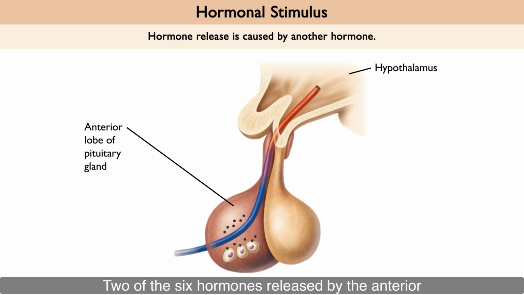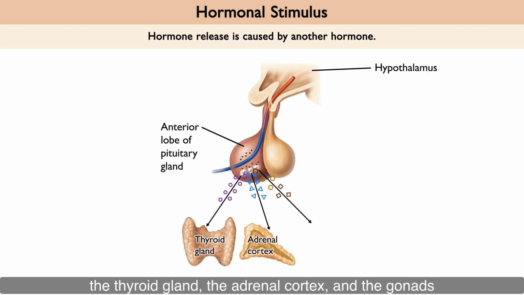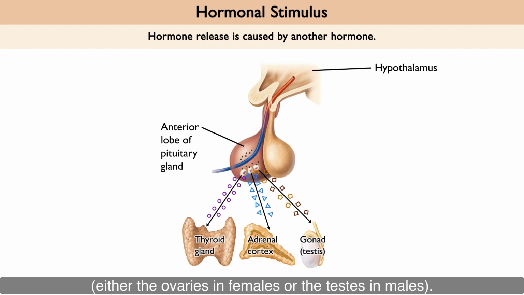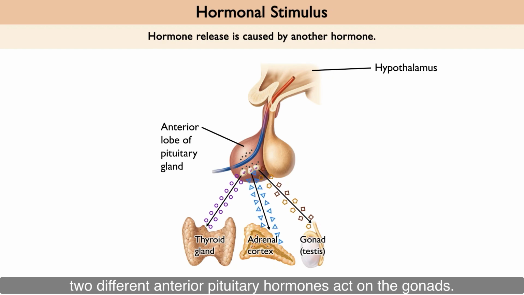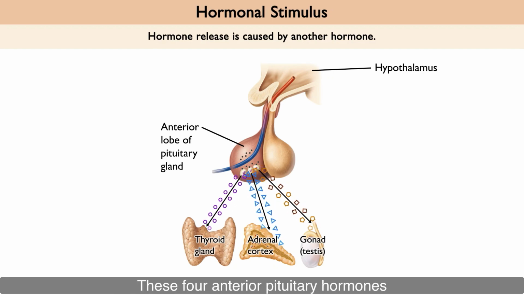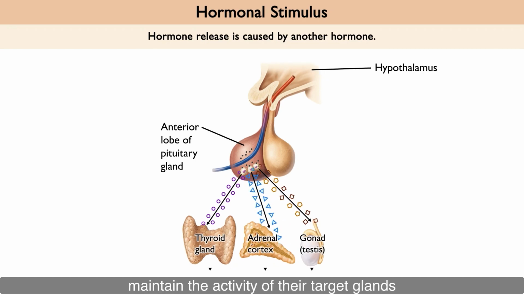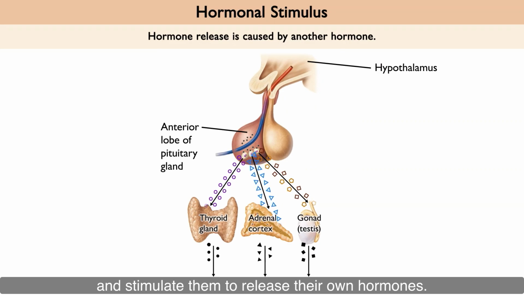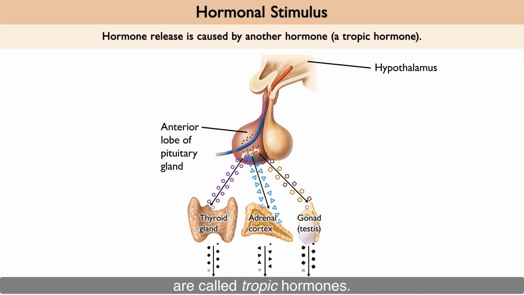Two of the six hormones released by the anterior pituitary act directly on their target cells, but the other four go on to act on other endocrine glands: the thyroid gland, the adrenal cortex, and the gonads, either the ovaries in females or the testes in males. As you'll see later in the chapter, two different anterior pituitary hormones act on the gonads. These four anterior pituitary hormones maintain the activity of their target glands and stimulate them to release their own hormones. Hormones that stimulate the release of other hormones are called tropic hormones.